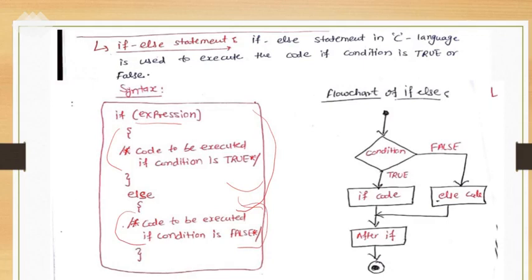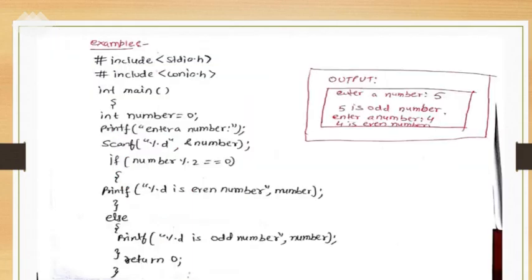right? Like you have already heard this kind of statement in the English language also: if you study, then you will pass, otherwise you will fail. So what it means is, you have the condition, if you study, then you will pass, otherwise is the extra option, like if you do not study, then you will fail, right?